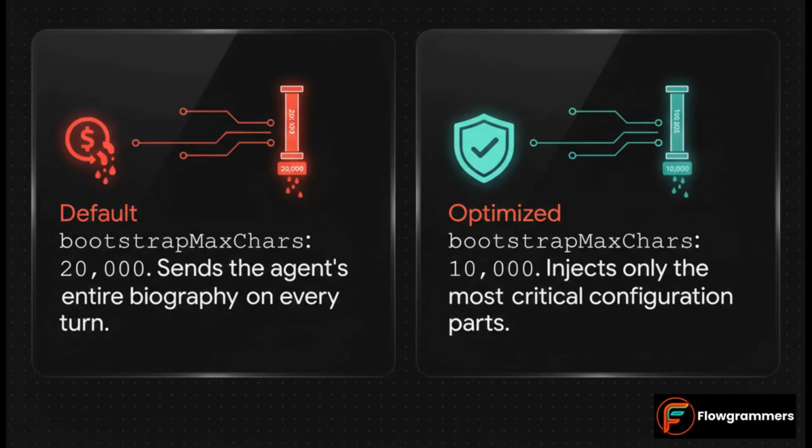Now here is a super simple but really powerful change you can make right in your OpenClaw JSON file. By default, this Bootstrap max chars setting is at 20,000. It's basically sending your agent's entire life story on every turn. Just drop that down to 10,000. You're telling it to only send the critical highlights, and that instantly cuts down on that wasted token burn.